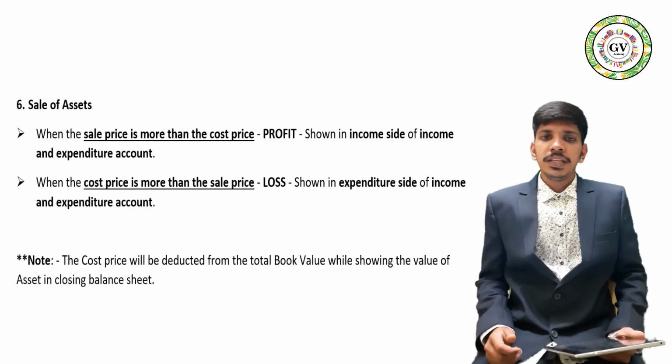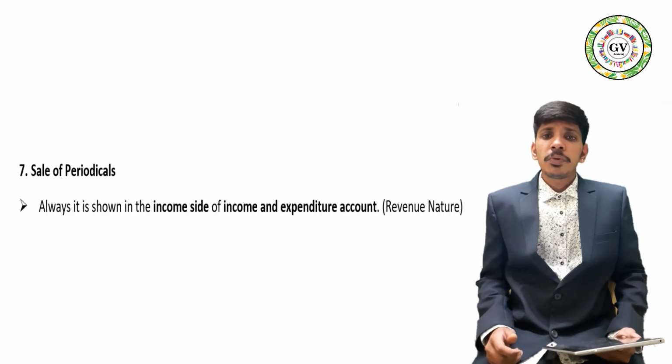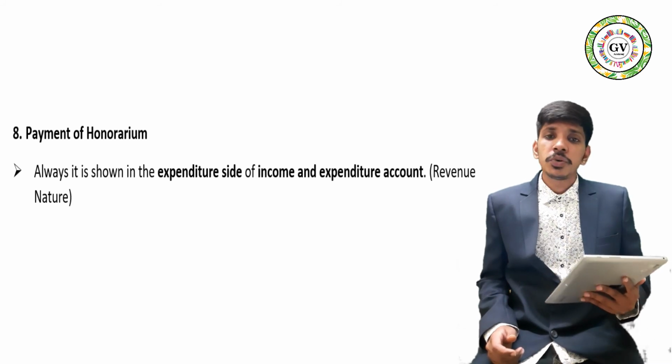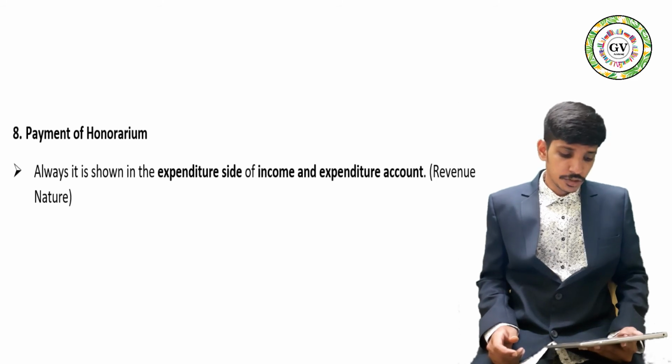The next point will be the sale of assets. In case of sale of assets, the organization will either incur a profit or a loss. In case of profit, the profit will be shown on the income side of the income and expenditure account, and in case of loss, it will be shown on the expenditure side of the income and expenditure account. And the next point will be the sale of periodicals. Sale of periodicals is always shown on the income side of the income and expenditure account as it is revenue in nature. Payment of honorarium is always shown on the expenditure side of the income and expenditure account as it is revenue in nature.